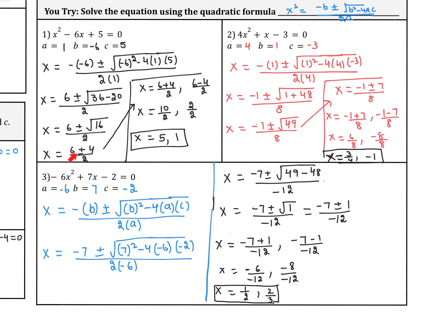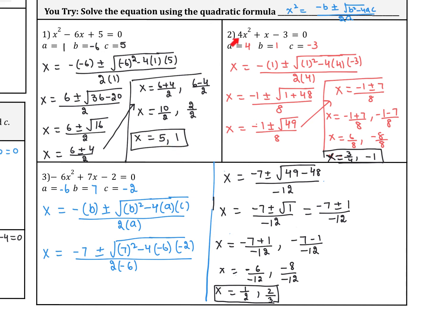Now you have two numbers from here. That's going to be x equals 6 plus 4 divided by 2 and 6 minus 4 divided by 2, so that you have two solutions. In this one you got 10 over 2, here you got 2 over 2. So the two answers: 10 divided by 2 is 5 and 2 divided by 2 is 1. So x equals 5, 1.